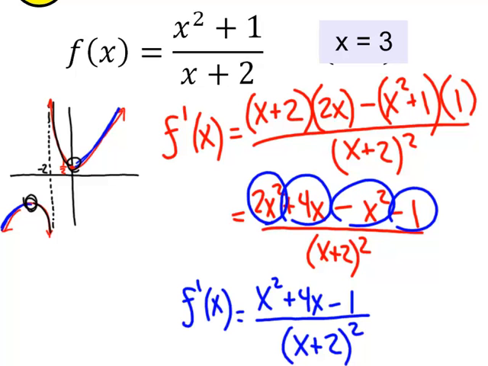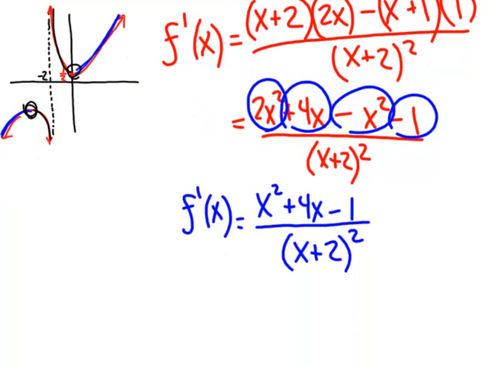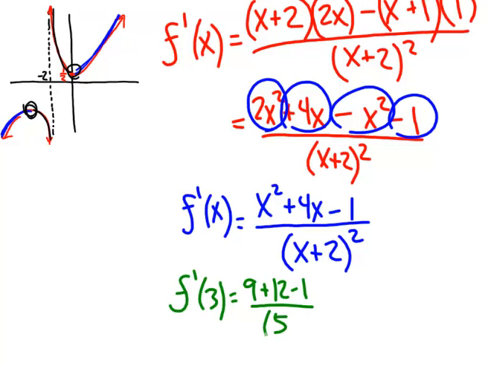Now, we, of course, want to know what the derivative is at an x value of 3, right? So let's go ahead and figure out what that is. Let's plug in 3. F prime of 3 is going to equal 3 squared plus 4 times 3 minus 1 all over 3 plus 2 squared. And of course, that's going to be 20 over 25, which is going to reduce to 4/5.